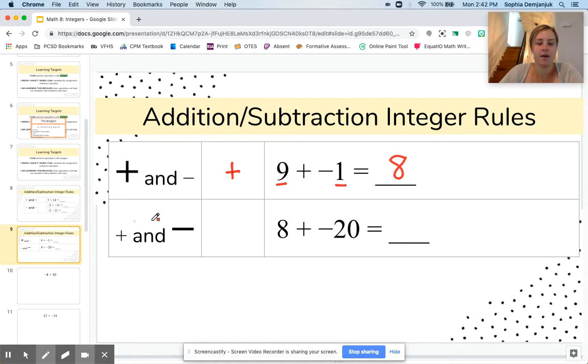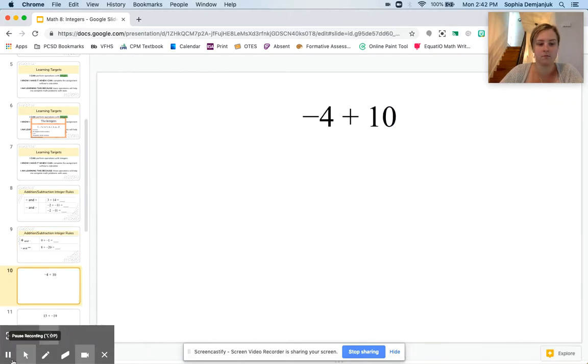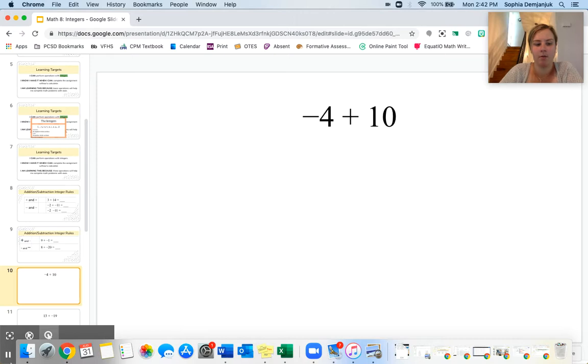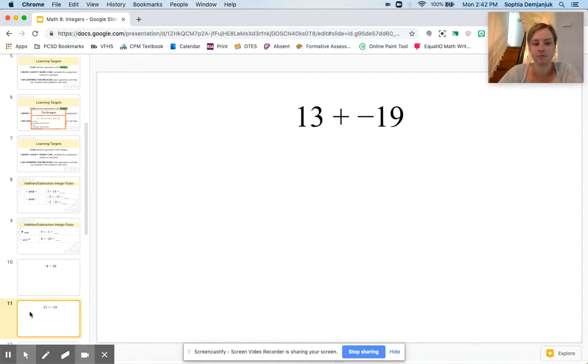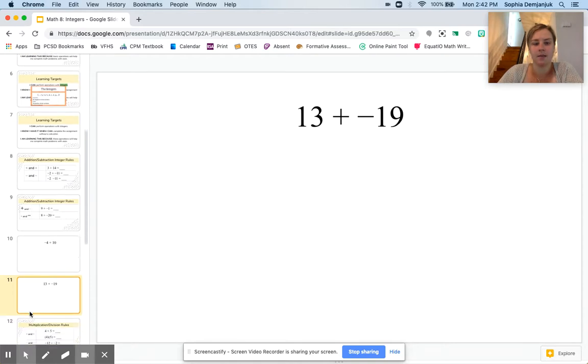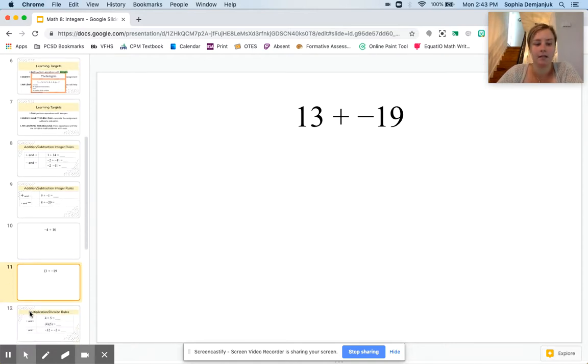Just like if you have a positive and a negative, but this time the negative is bigger, you're going to keep the sign of the bigger number, so it'll stay negative. So 8 plus a negative 20, since my 20 is bigger than 8 and 20 is negative, my answer will be negative. And then I look at just my numbers and I subtract 20 minus 8 to give me 12. Now you're going to have the chance to do a problem on your own. So type into the bar what negative 4 plus 10 is. And then your next answer, type in what 13 plus negative 19 equals.